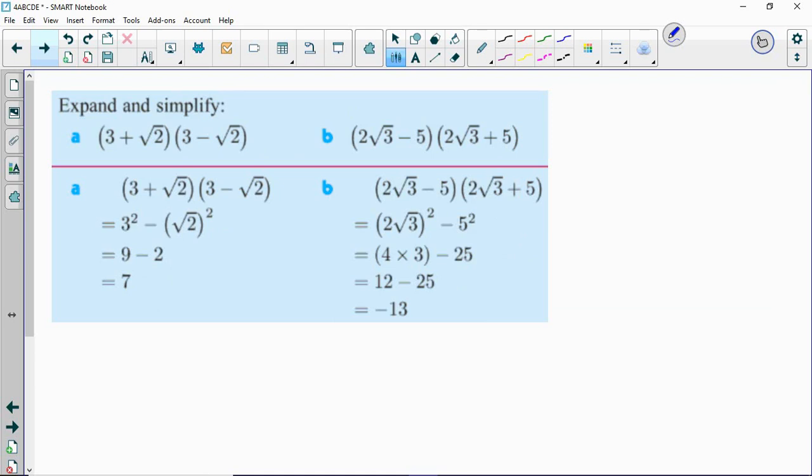Both of these examples are making use of the other shortcut of a plus b times a minus b equals a squared minus b squared. So we don't need to show all the steps because things are going to cancel out. Over here on the right, we've got our a value is 2 root 3 and our b value is 5. So 2 root 3 squared minus 5 squared. 2 root 3 squared, 2 squared is 4, root 3 squared is 3. 5 squared is 25, so we've just got 12 minus 25, which is negative 13.